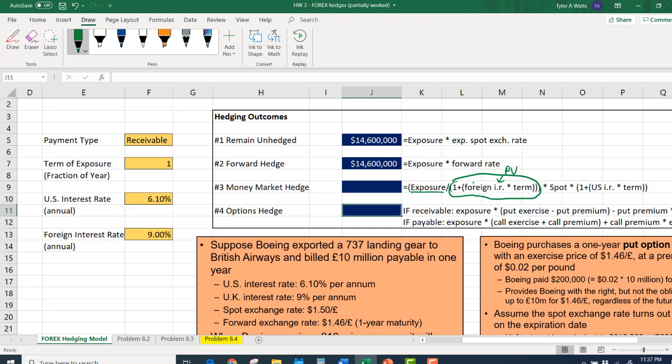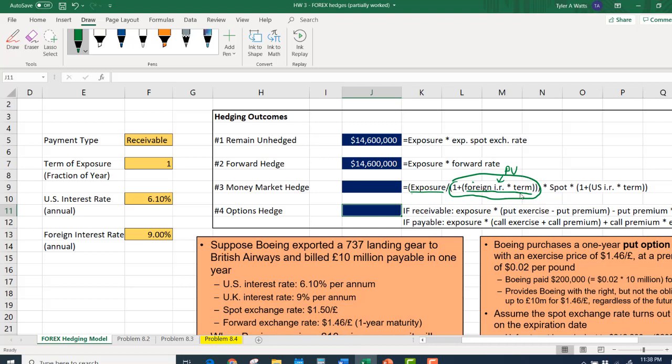And what we're going to do with the receivable here is we're going to borrow in the foreign currency an amount less than what we're going to be receiving, less by the factor it would grow to if invested at the foreign interest rate. And that way our receivable instantly will be used to extinguish that foreign debt.